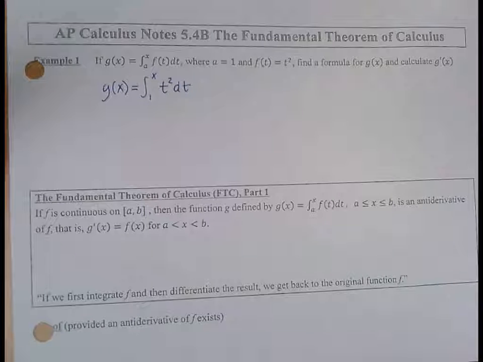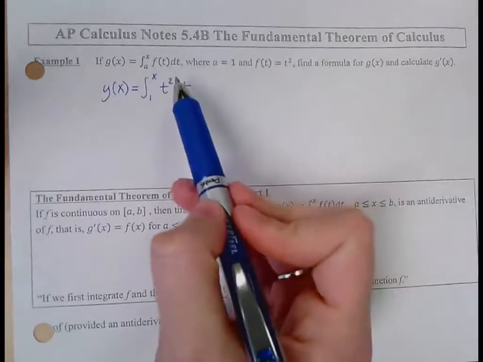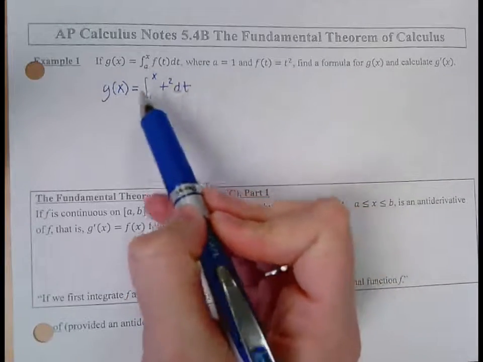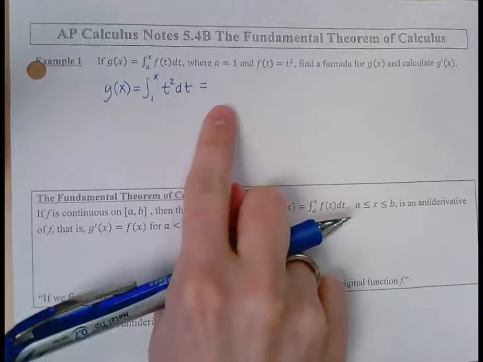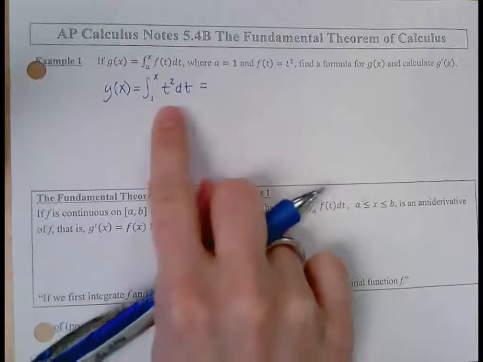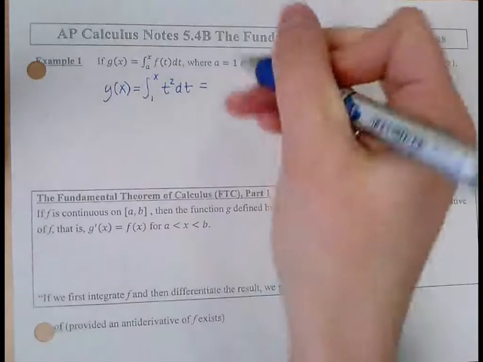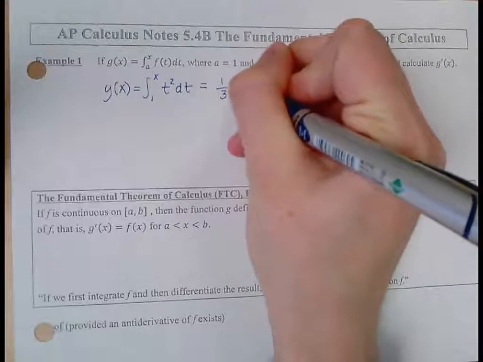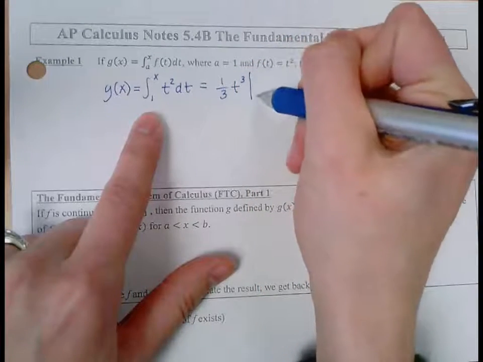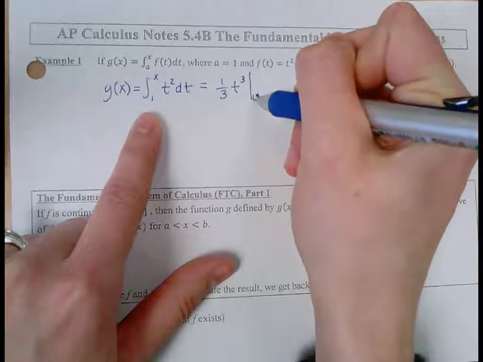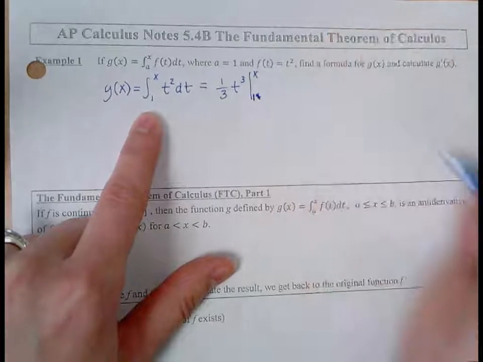So really what this is asking, it wants to know what is a formula for g of x in terms of x, so not in terms of an integral of a different function. I can find the integral of this function. So when I find an integral, what am I actually finding? Antiderivative. Antiderivative of t squared is 1/3 t cubed, and that would be evaluated from 1 to x.